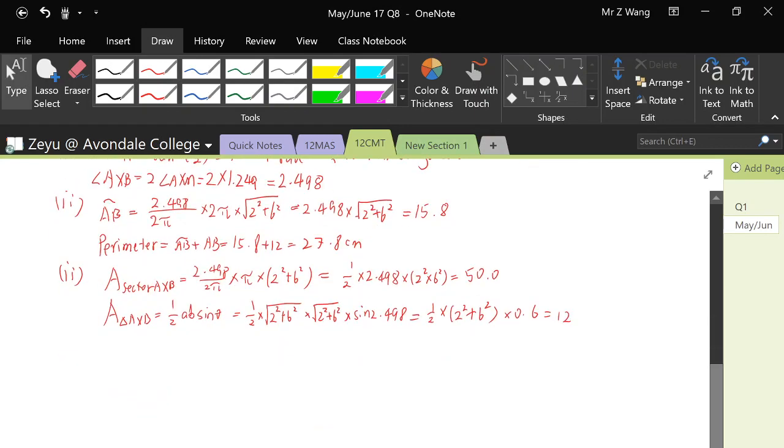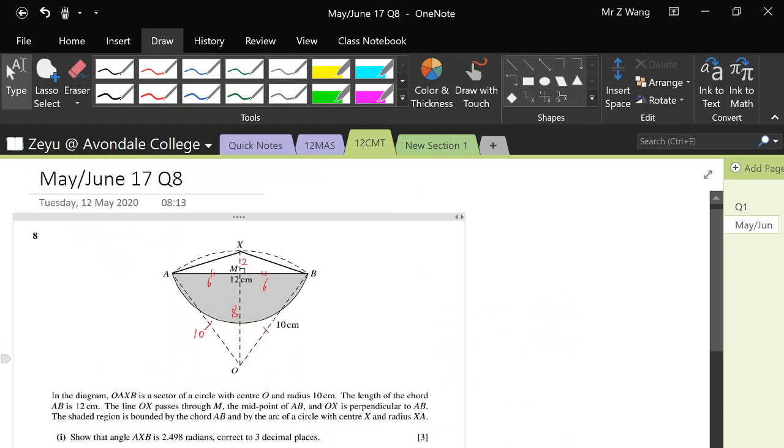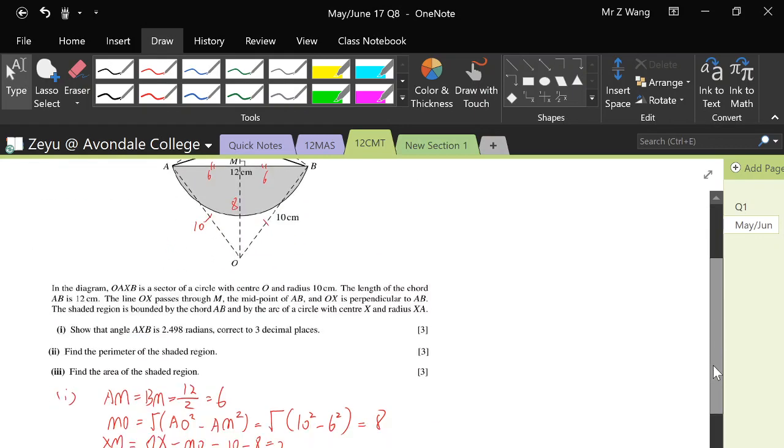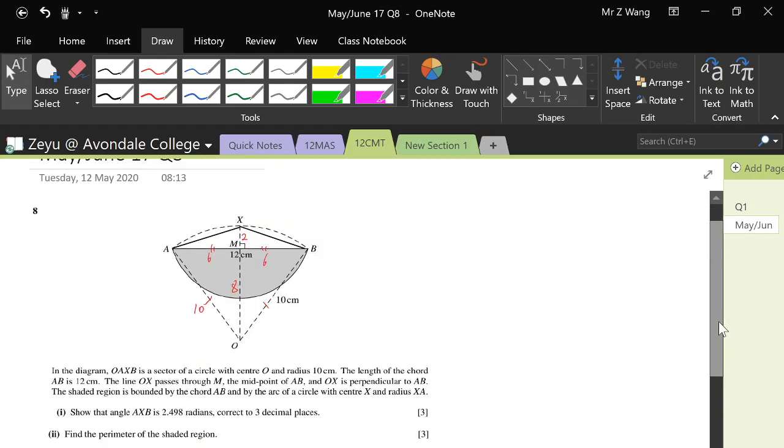So in the end, area shaded equals 50.0 minus 12, which is 38. Again, don't forget the unit. This is no longer centimeters, it's centimeters squared. I might have made some calculation mistakes, I'm not sure, but this is generally the methodology of how to solve these questions. I hope you learned something.